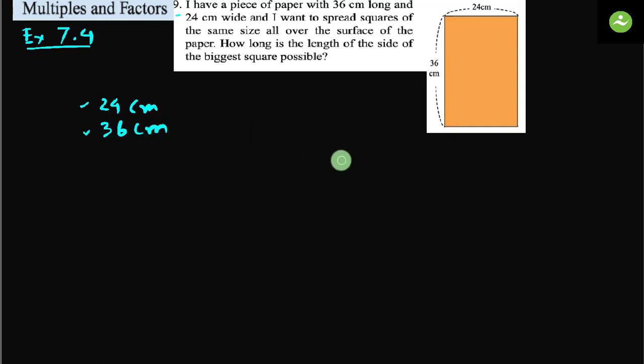We know HCF. HCF means highest common factor. Yes, we have to find the highest common factor here. So let us start.